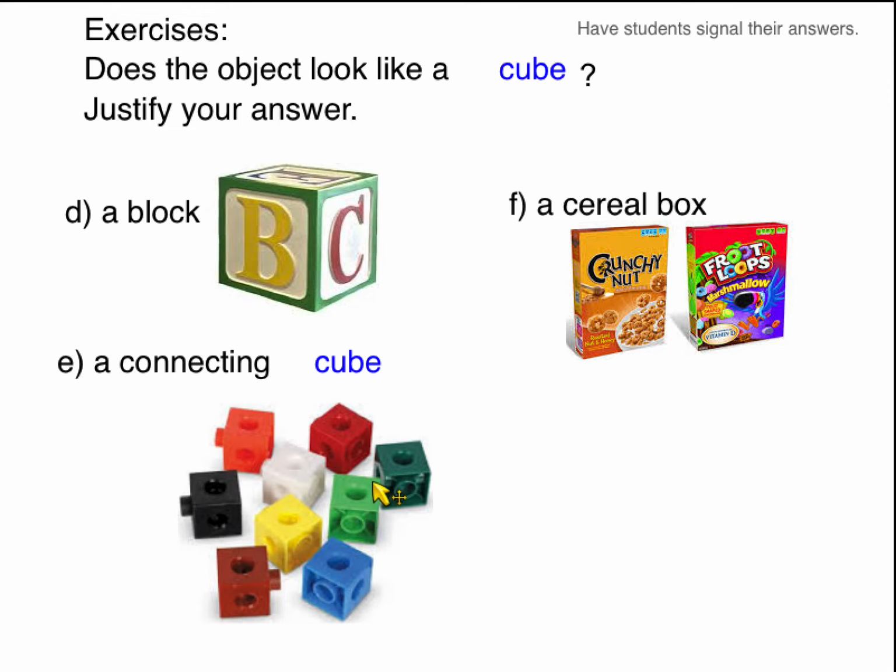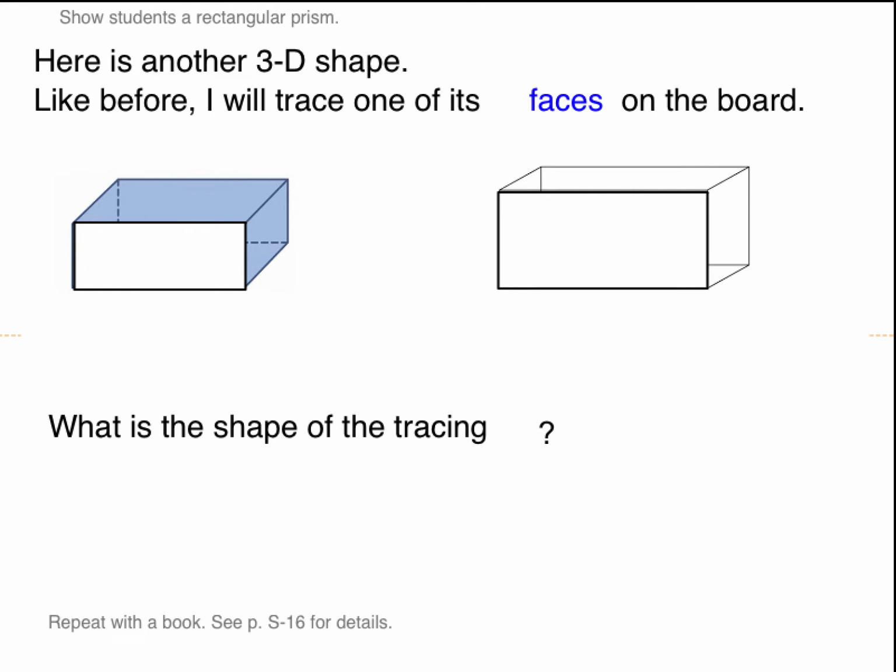So square on top, square face on the bottom, and even though it's got this little sticky-out point, that's just so that they connect. All the sides are square-shaped, so it looks like a cube. This is not a square, and the top is not a square, and the side is not a square. These are called rectangular prisms.